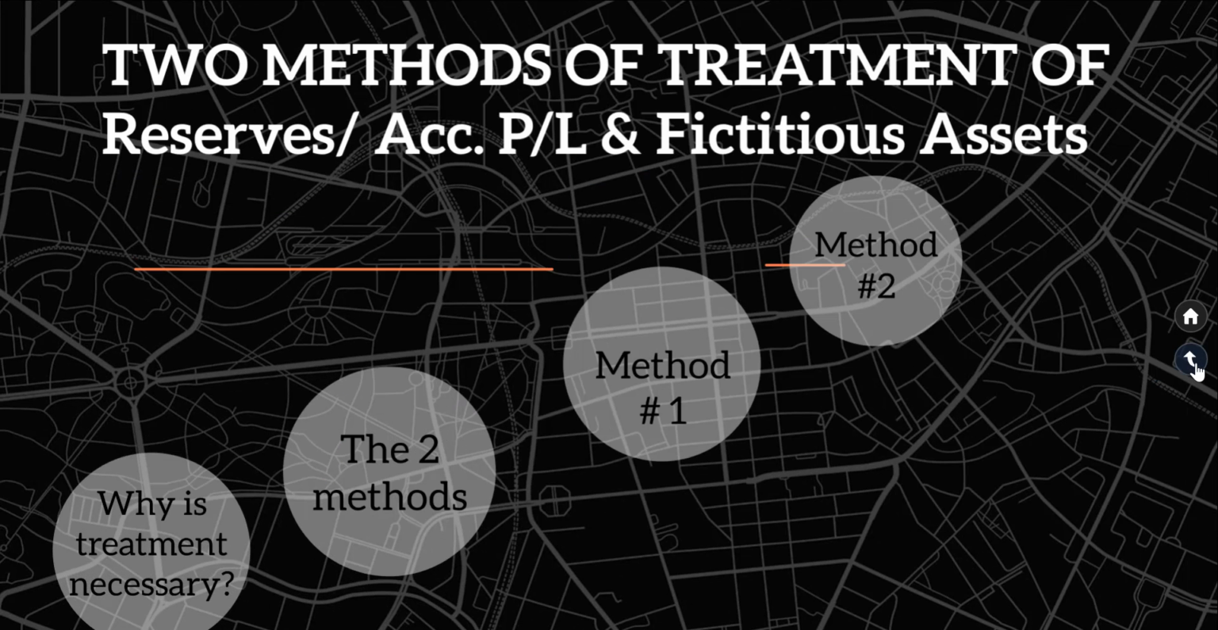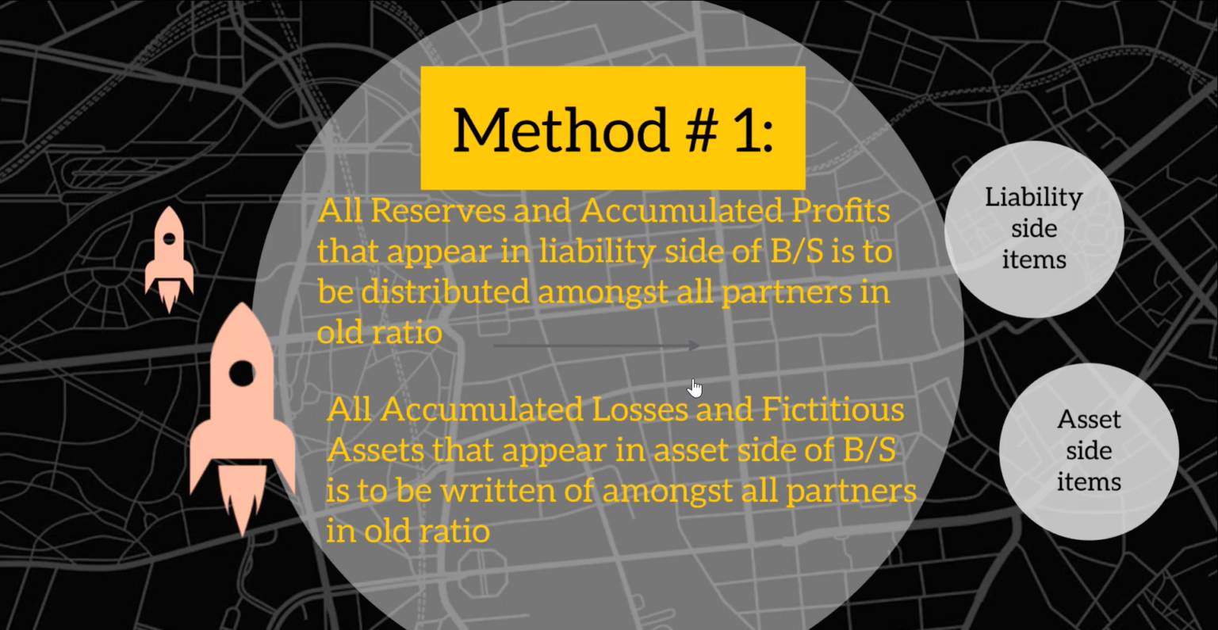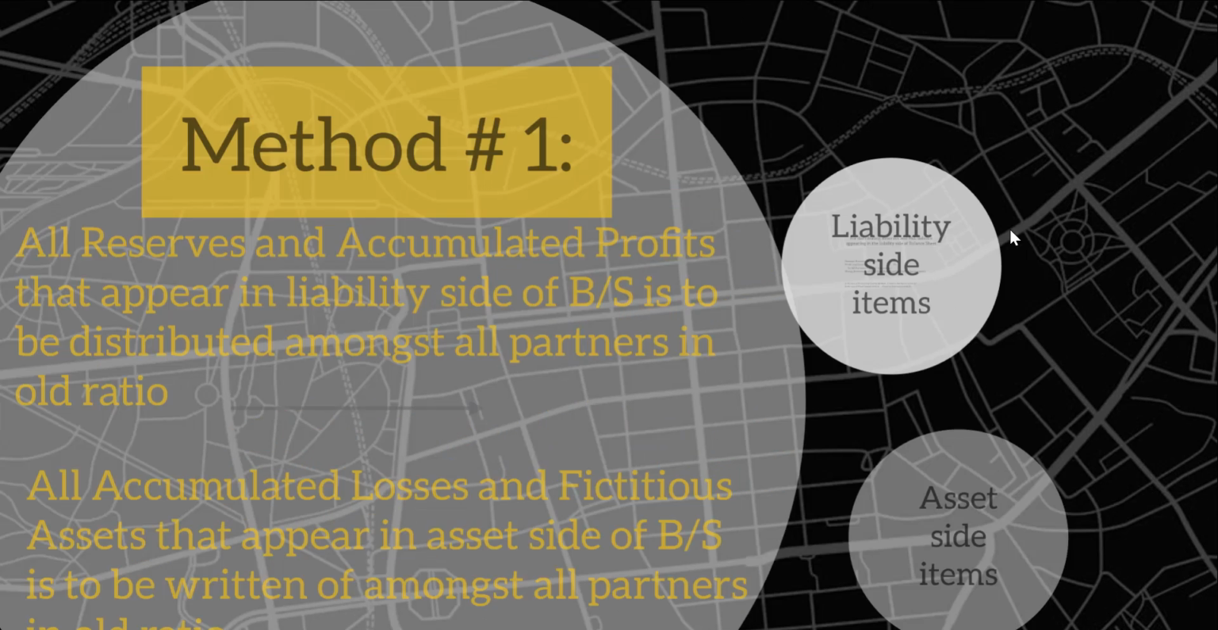So now that we've learnt when to use method 1 and when to use method 2, let's see in detail the treatment under each of these methods. We'll begin with method 1. All the reserves and accumulated profits that appear in the liability side of the balance sheet have to be distributed among all the partners in their old profit sharing ratio.